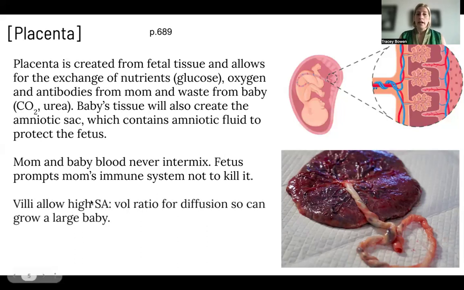And so there's a lot of villi in the placenta, allowing high surface area to volume ratio for diffusion through the blood vessels. And so here you can see different blood vessels. So that's the umbilical cord there. And so we have this area with high villi and the blood vessels of the mom. So that's going to be diffusing out of the blood in and then picked up and moved into the baby's blood. So we have diffusion, facilitated diffusion, osmosis, and endocytosis happening in this process.